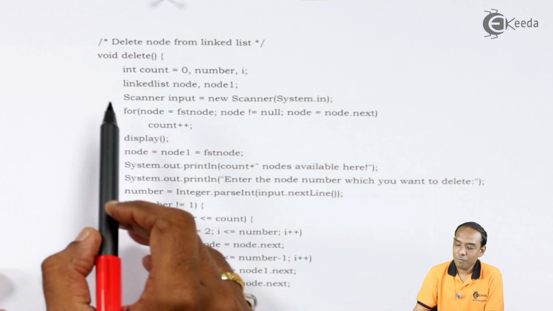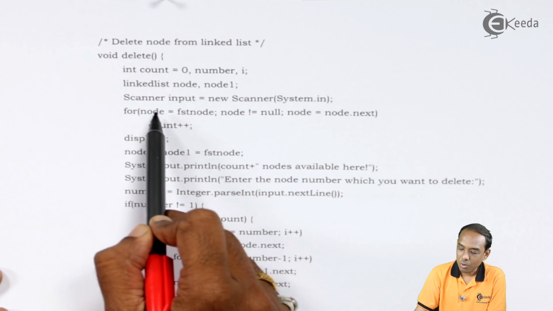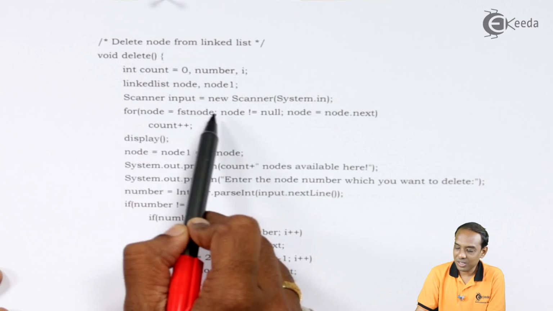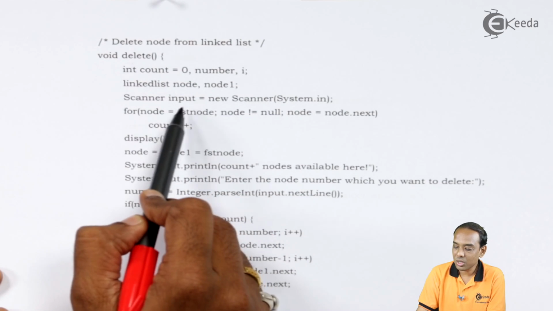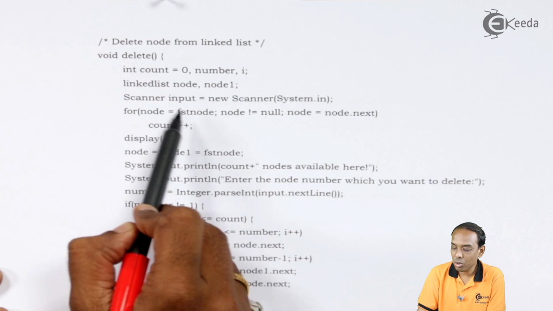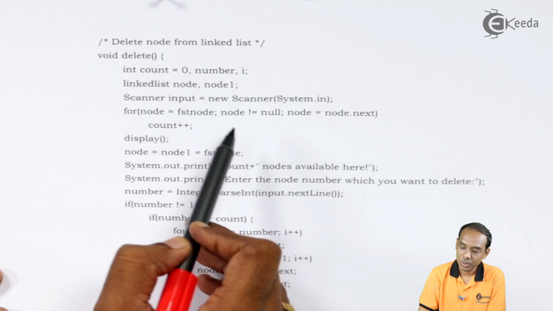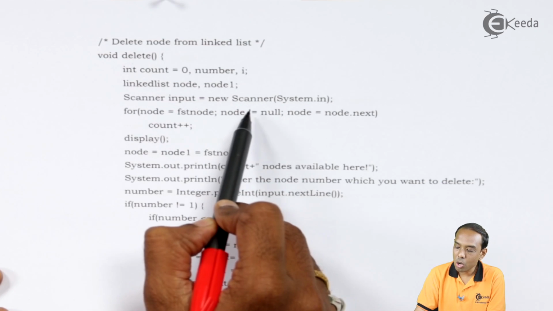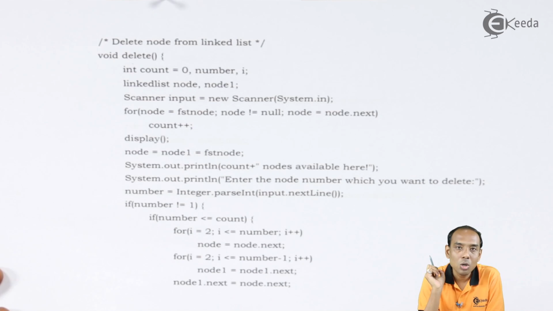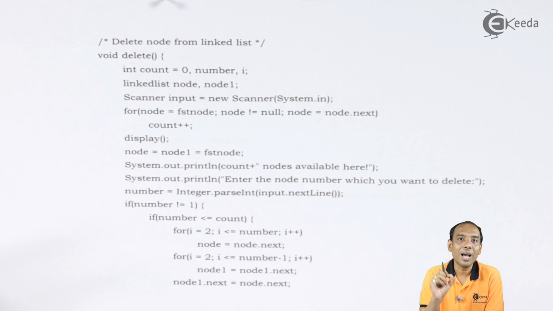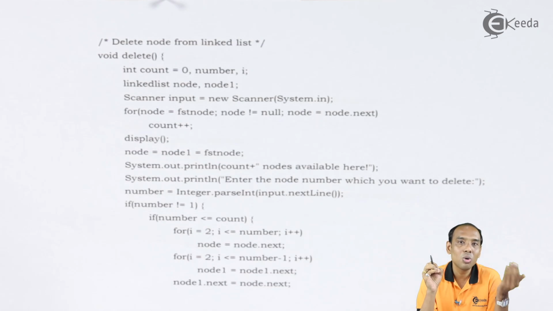I'm going to use a for loop. Now for node equal to first node, I'm going to check the value. I'm going to start from the first node, so the first node is transferred to node. Then I will check node not equal to null. Why do I do this? So that I get the condition that it is not equal to null, meaning it is not the last one.